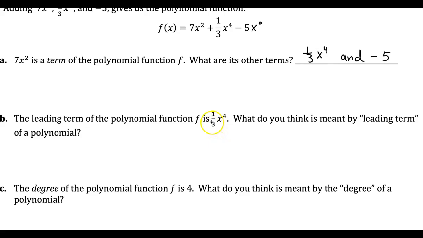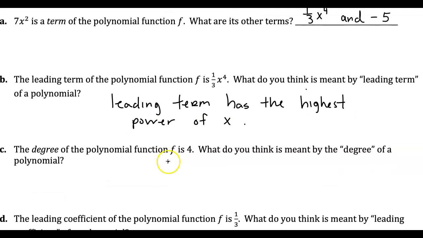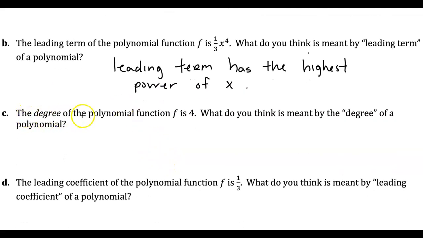The leading term of this polynomial here is 1/3 x to the 4th. What do you think is meant by leading term of the polynomial? Well, you might have heard this before, but a leading term has the highest degree of x. So x to the 4th is higher than x squared, 4 is greater than 2 and 0, so that is the leading term. We say the degree of the polynomial is 4. What do you think is meant by degree? Well, it's just the highest power of x.